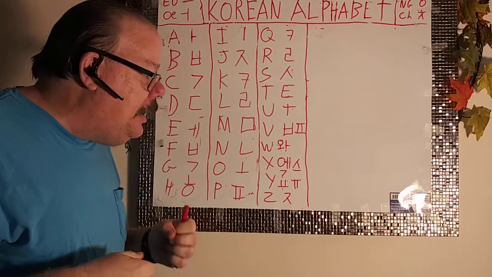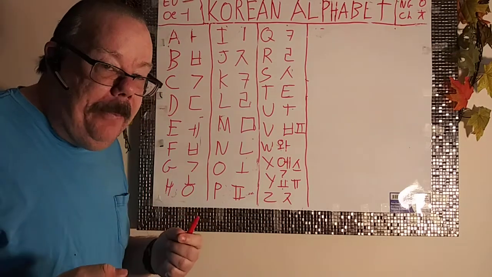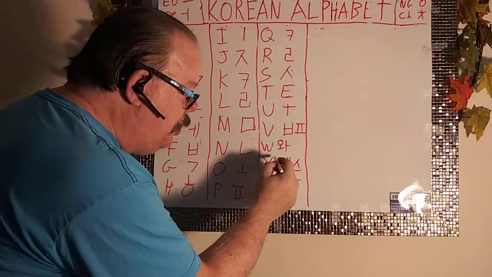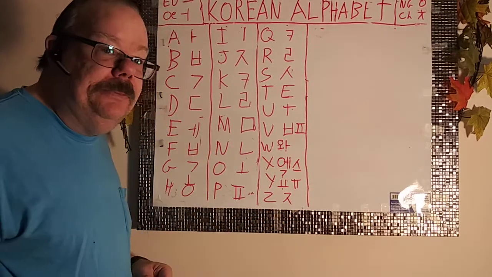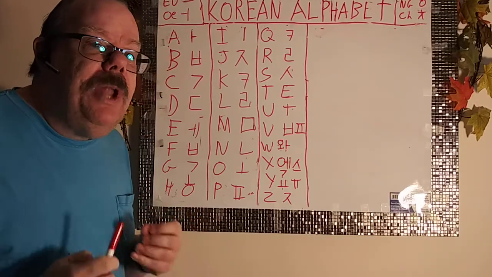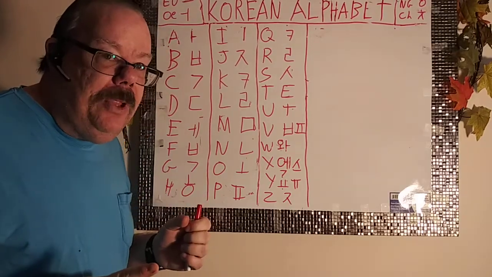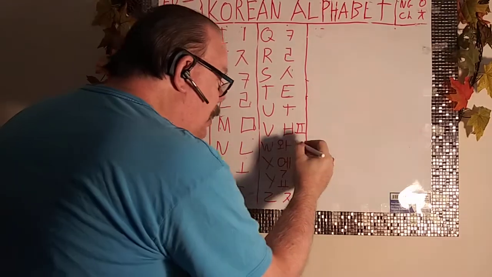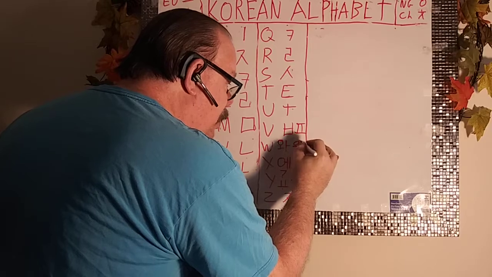Now, I need to explain W, X, Y, and Z. So X they don't have. So what they do is Xu. That's how they do it. W they do not have standalone. For example, this is Wa. This would be We.